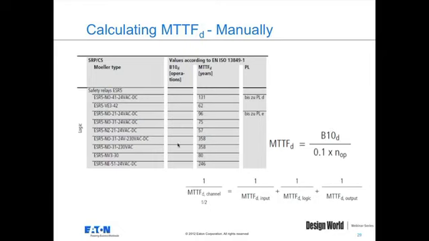Eaton and other manufacturers provide MTTF or B10D values in their documentation. Here's an example of that. If a B10D value is provided, which it typically would be for things like a contactor, limit switch, or e-stop, components for which you don't know the number of times it's going to be operated, then that B10D value divided by 0.1 times the number of operations per year that the device is expected to see will give you the MTTFD value. Then you just use this equation right here to add up the MTTF for your input devices, logic devices, and output devices to get a total MTTF for your channel.